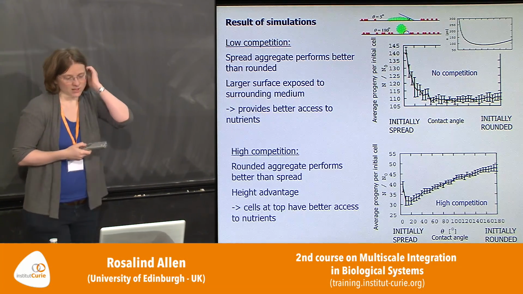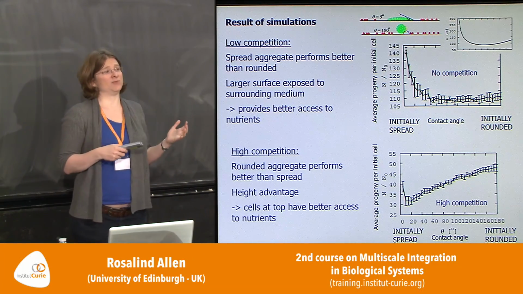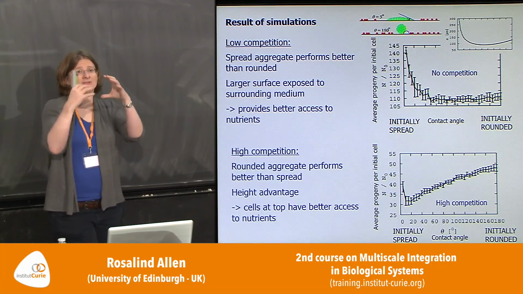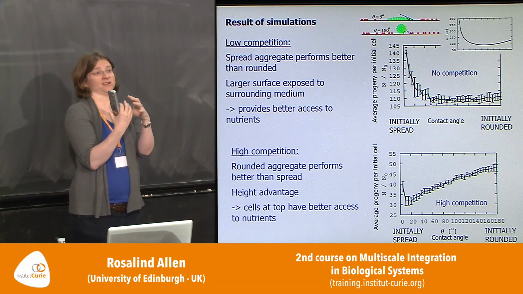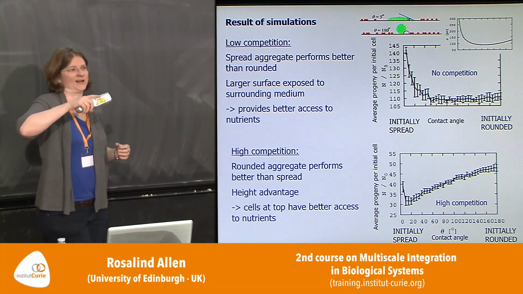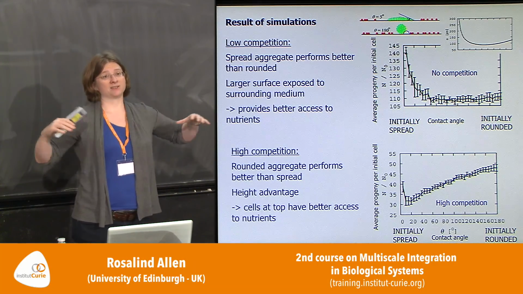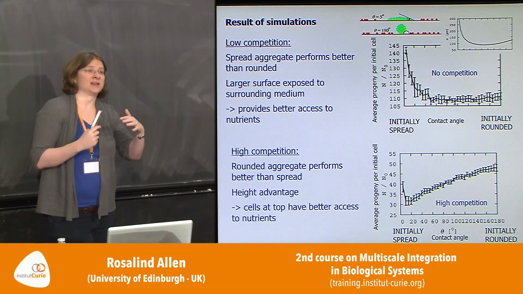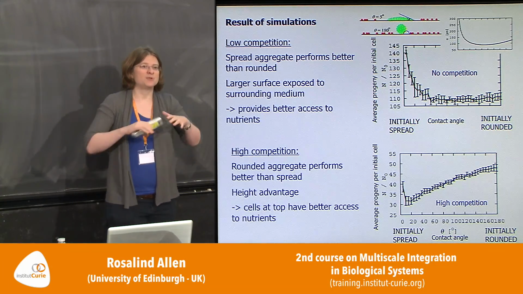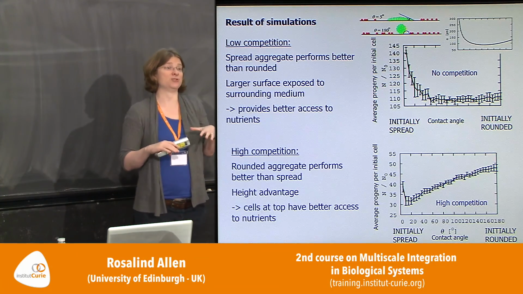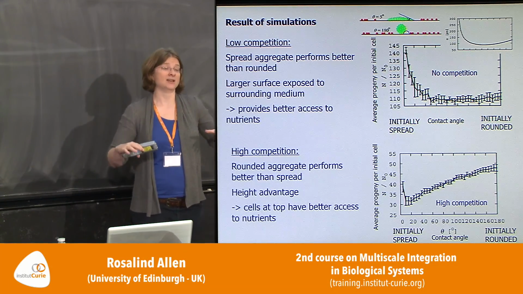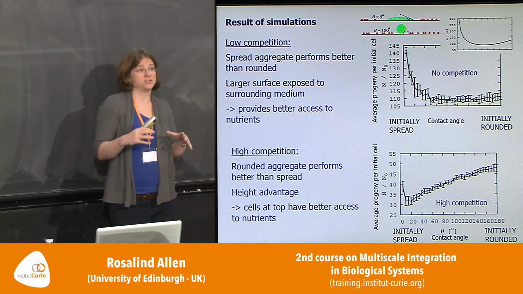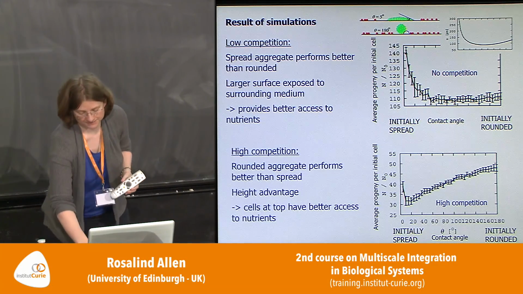Okay. Why do we think that is? Well, we actually think it's for the same reason as before. The rounded aggregate has a bigger height advantage. So the cells at the top of the rounded aggregate are higher up compared to the surrounding single cells, and so they can compete better. So we think there's an interplay going on here between the surface area exposed to nutrient, which is bigger if the aggregate's spread, and the height advantage, which is bigger if the aggregate's rounded.